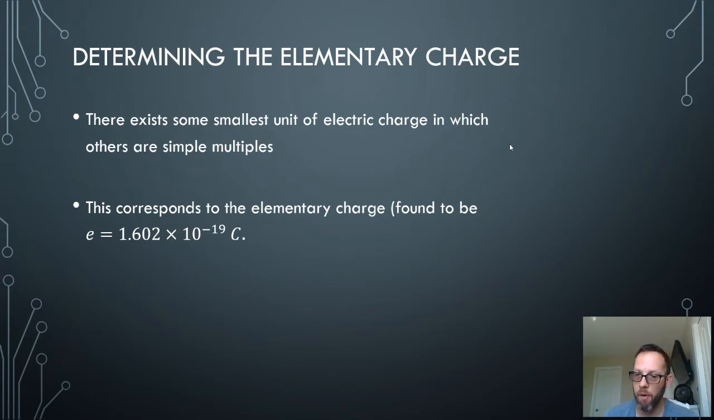That smallest unit of charge corresponds to the elementary charge. This is the charge on an electron if it is negative, and the charge on a proton if the value is positive: 1.602 times 10 to the minus 19 coulombs. As it's written down here, this is the charge on a proton because it's positive. The charge on an electron would be negative, 1.602 times 10 to the minus 19 coulombs.